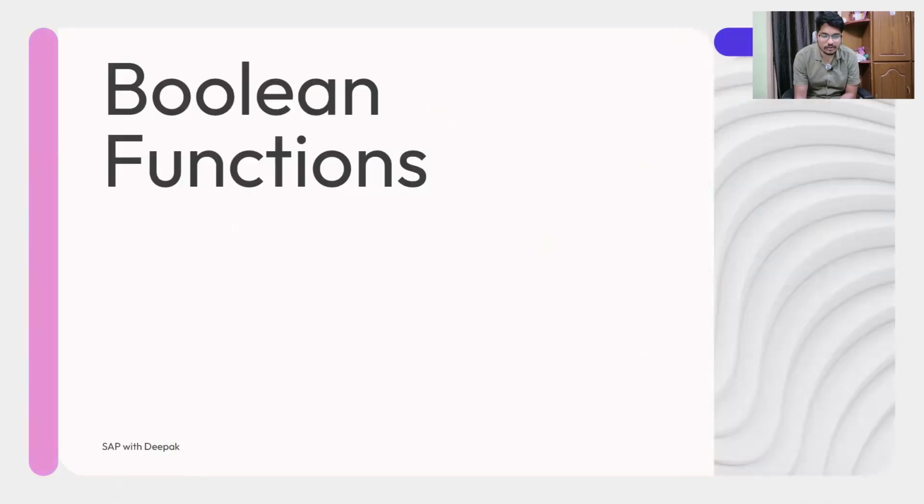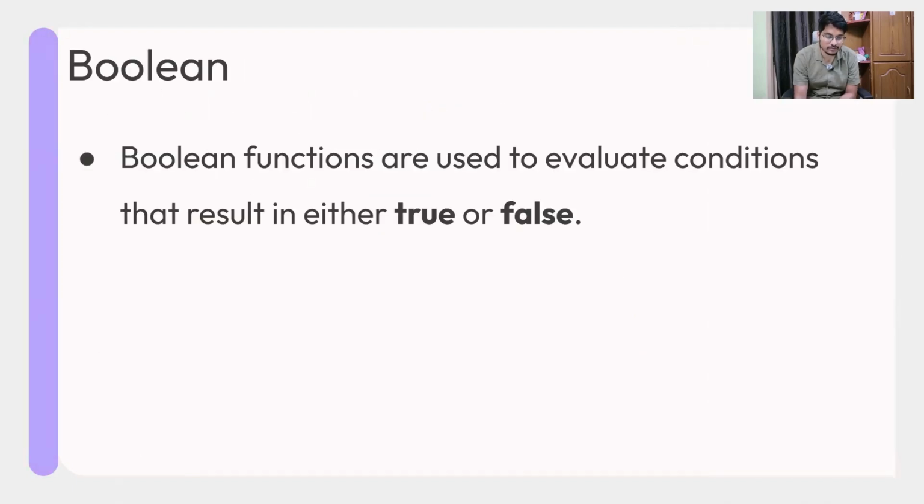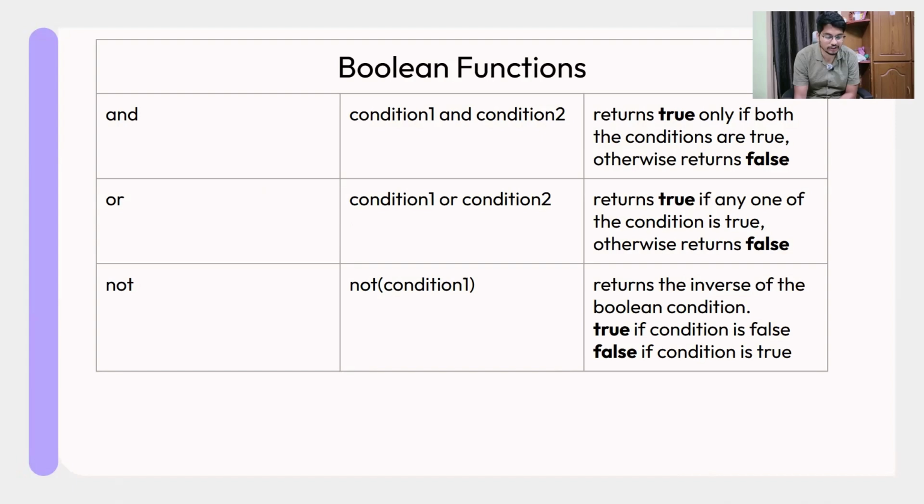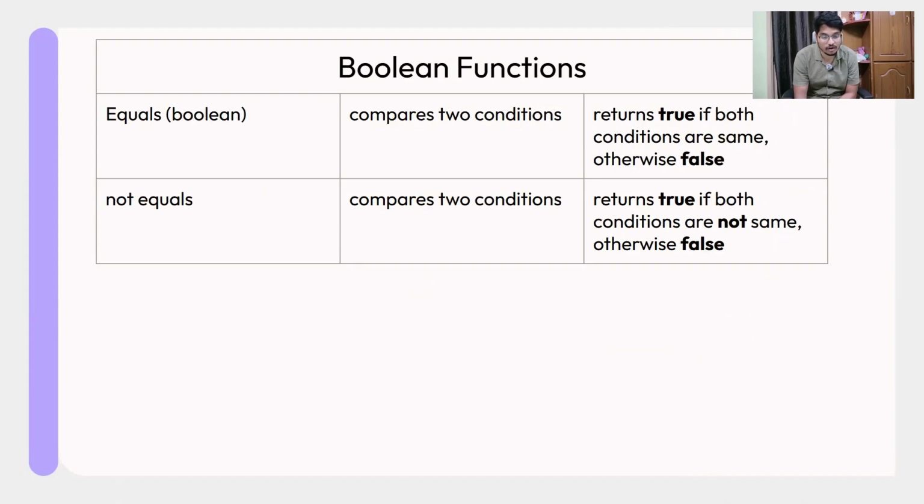So let's look at the Boolean functions. So what is the definition? Boolean functions are used to evaluate conditions that result in either true or false, right? So we have seen different set of functions: and, or, not, and equals, not equals. These are used to compare two conditions, right? The equals Boolean returns true if both the conditions are same, otherwise it will return false.